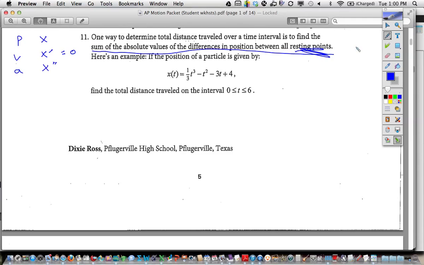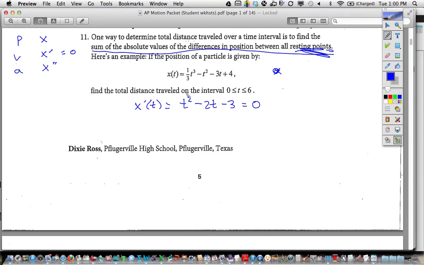Okay, all right. So what could I do? There's several things I could do first here. One would be to do x prime, because that's the velocity, right? So let's do that. x prime of t would be t squared minus 2t minus 3. Okay, there's x prime. And set it equal to 0, because we just talked about resting points, so we're interested in where that would be 0.